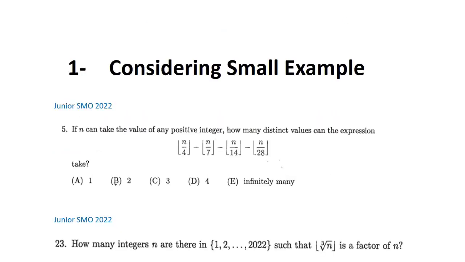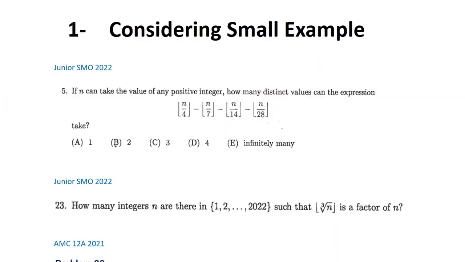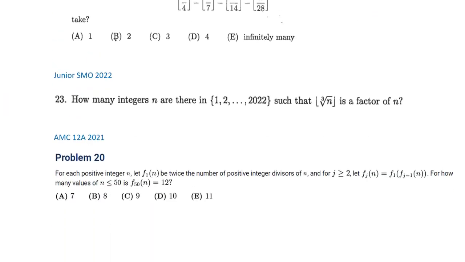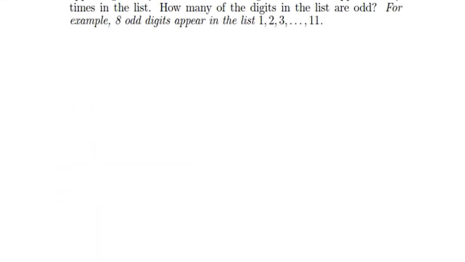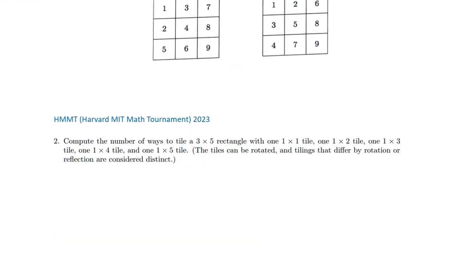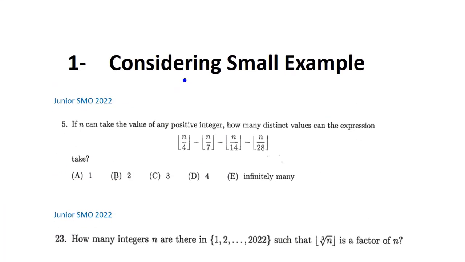problems of Junior SMO. For example, there are 9 parts, 9 ideas. We will consider each idea and related problems: first idea, second idea, third idea, up to the last idea. Okay, casework. So let's start, and let's focus on idea 1.